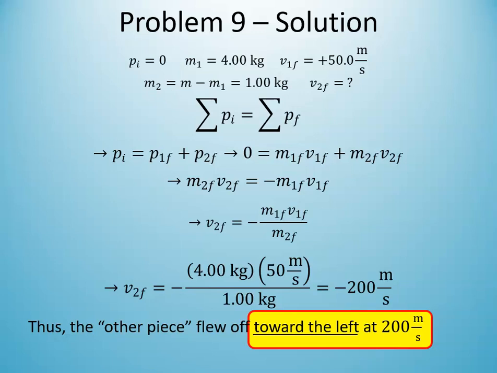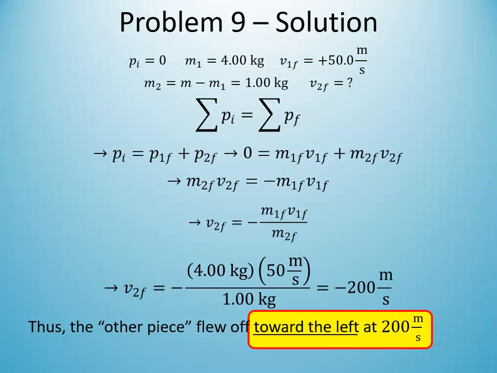Now, does this make sense? Well, initially, we know that we had 0 momentum, which means we must have 0 momentum at the end. Well, 4 times plus 50 is plus 200. The other 1 times minus 200 is minus 200. And those units in each case were kilogram meters per second. And when you add those together, they do indeed cancel. So our total final momentum is 0 as expected.